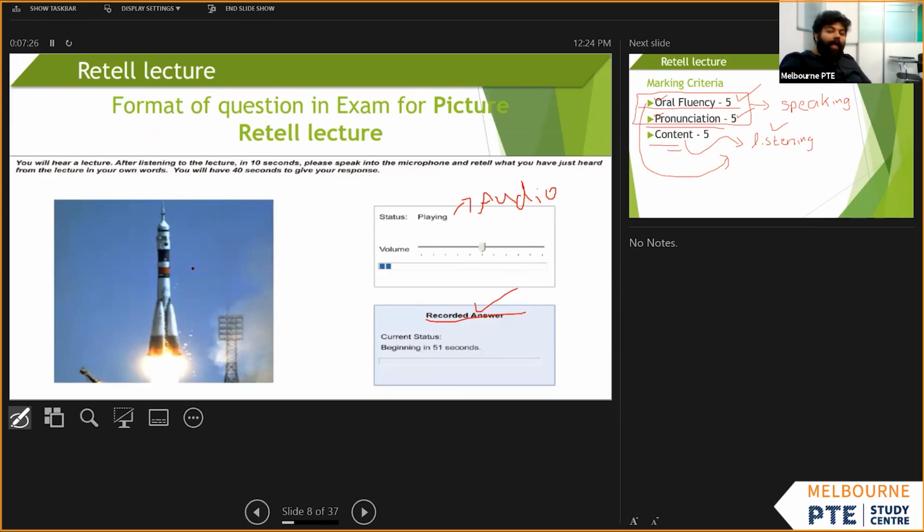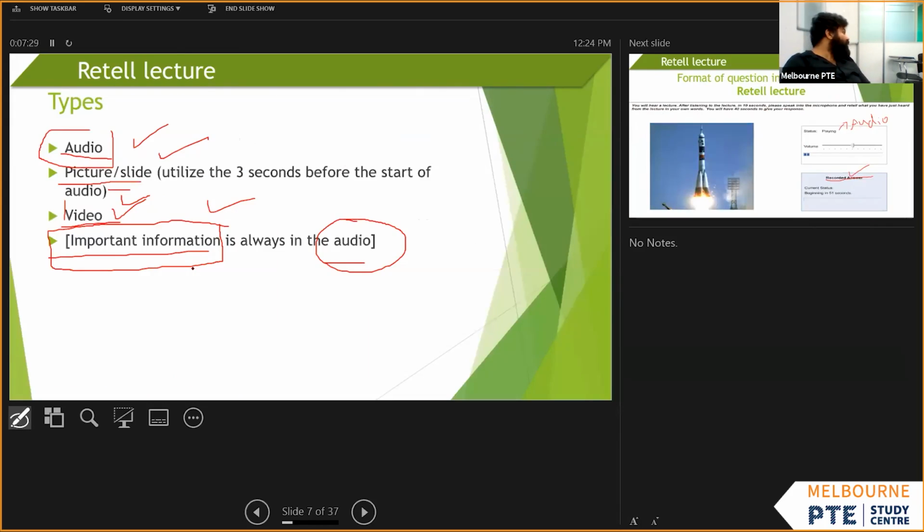And you can also have a video reader lecture as well. Now with video reader lecture, it might be that a person is giving an interview to someone, or it might be that a person is standing and delivering a lecture on some topic. But a good thing is you won't have any important information in the video. You don't need to worry about the video. You pay your complete attention, you focus 100% on your audio. Your important information will only be there. All right, now let's move along.